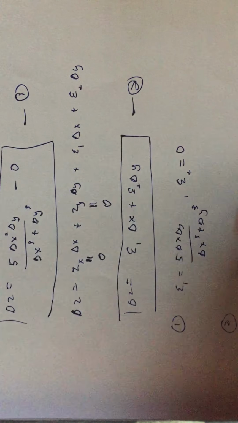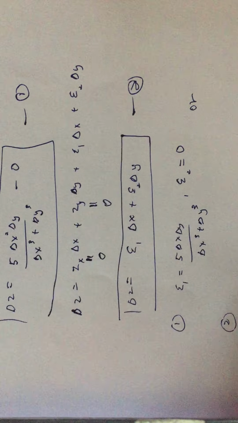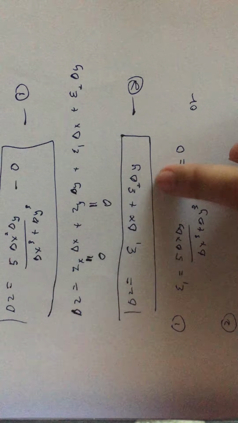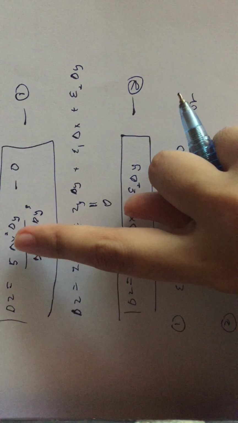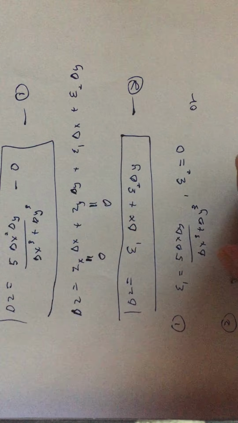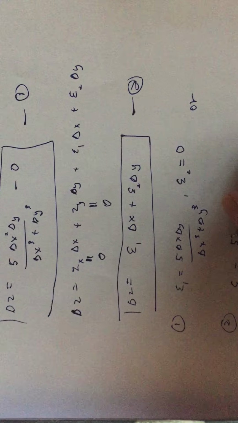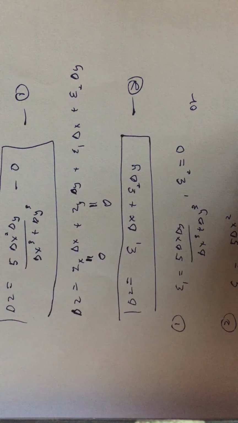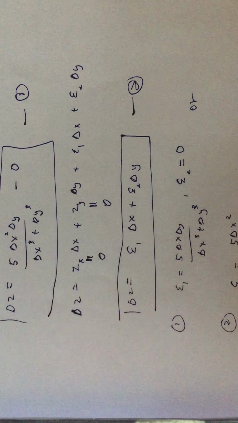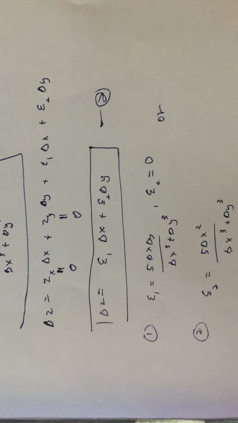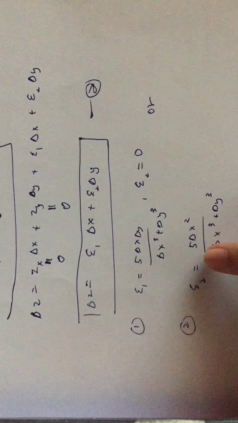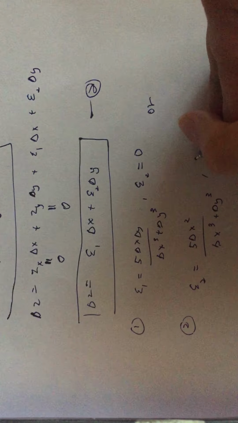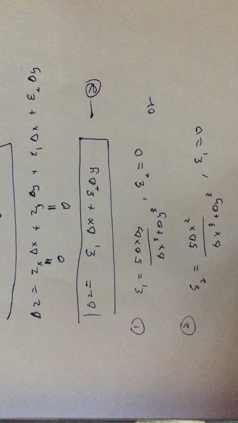And then second case is bila mana this term pula is actually belongs to epsilon 2 delta y. So maksudnya kalau kita factorizekan this delta y, so epsilon 2 is equals to 5 delta x squared over delta x cube plus delta y cube, and then epsilon 1 is equals to 0 pula.